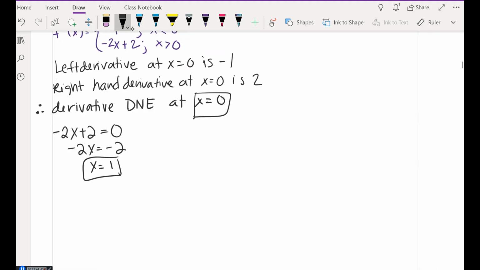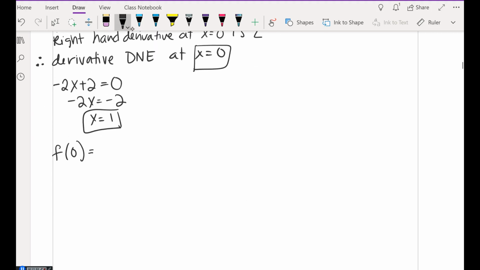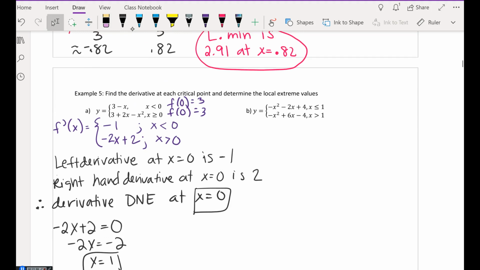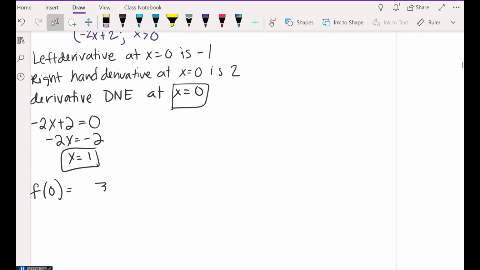Okay, so plug them in. Here we go, f of 0. Which piece are we plugging 0 into, first or second? Second. What is it? 3. Well, x is 0, so everything's 0 except 3. True or false?